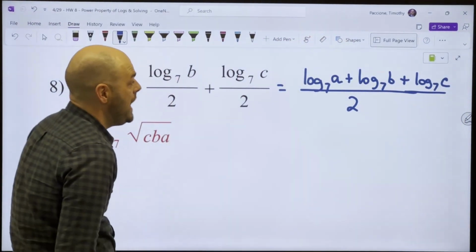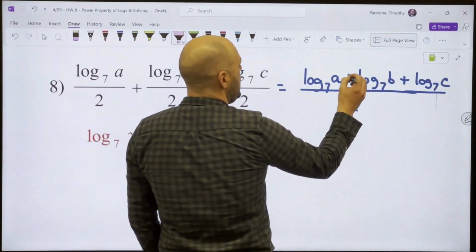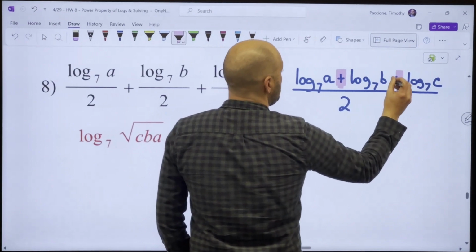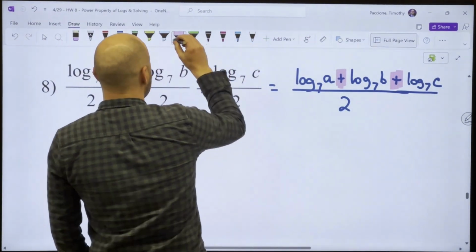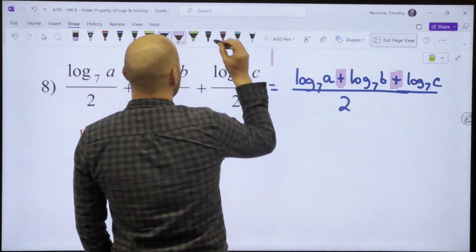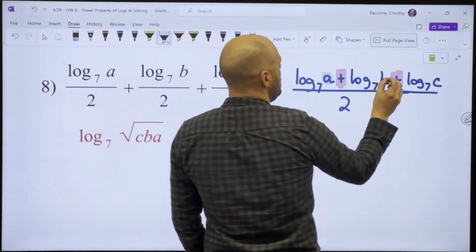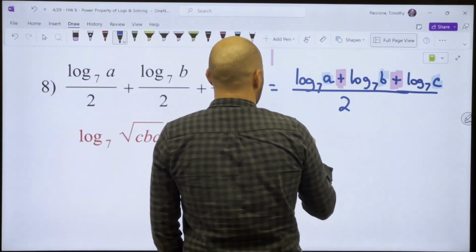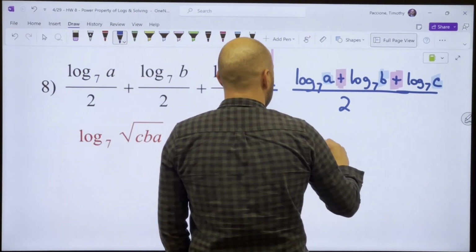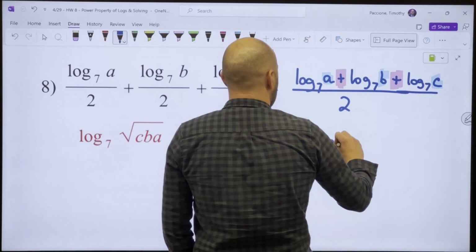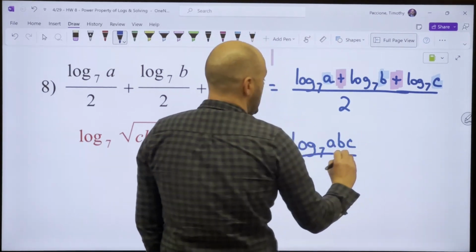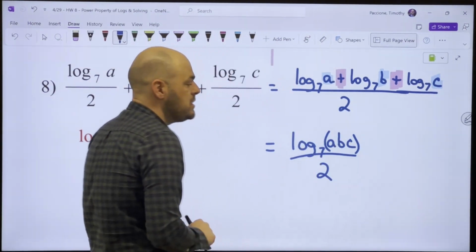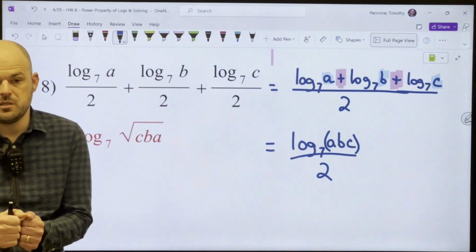Okay, now I have some adding going on the outside, right? So that would be multiplying on the inside. What multiplies? The answers, right? Well, my 3 answers are A, B, and C, right? So I end up with log 7, 7 to multiply A, B, C. Yep, A, B, C all on the inside, right? Over 2. Now, we talked about in class yesterday, dividing by 2 is the same as?